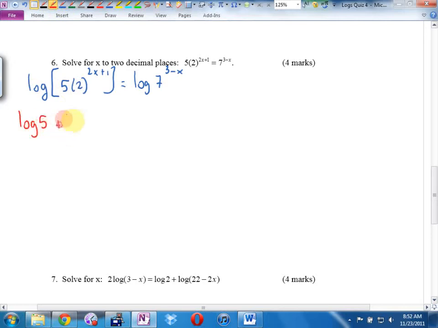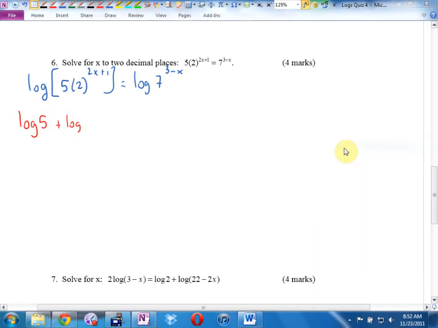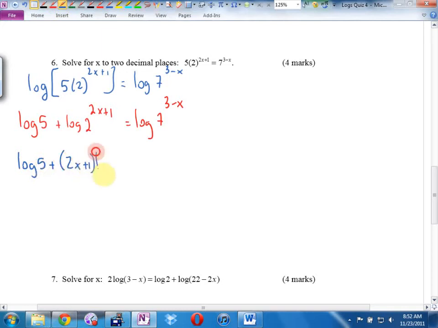Bear with me. Keep going. It's going to be the log of 5 and the log of 2x plus 1. Those are now separate logs, Mr. Dueck. And now I can move the exponents to the front. The log 5 drops down like a domino. I get 2x plus 1 log 2 equals 3 minus x log 7.